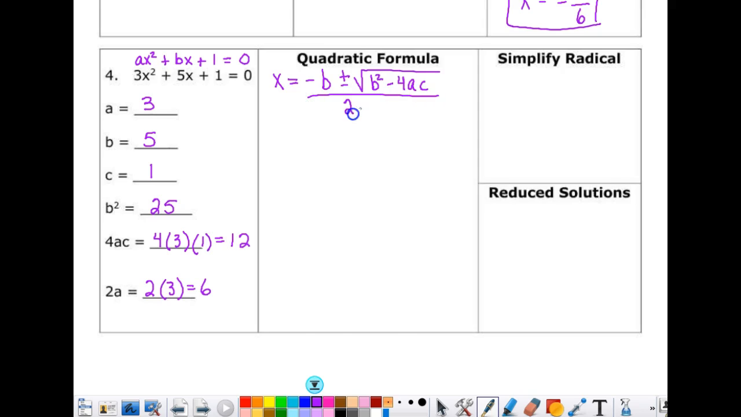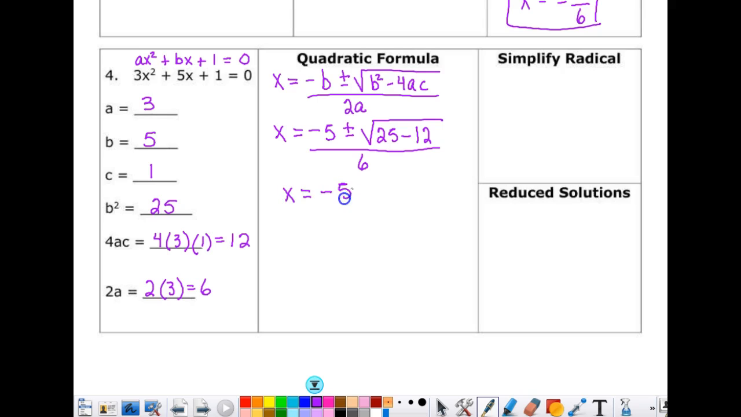Okay, B is 5, so negative B would be negative 5. B squared is 25. There it is right there. It's never negative. If you get a negative number for B squared, you did something wrong. Probably just a silly mistake, so go back and check it. Because when you square something, you never get a negative number. 4AC is 12 over 6.